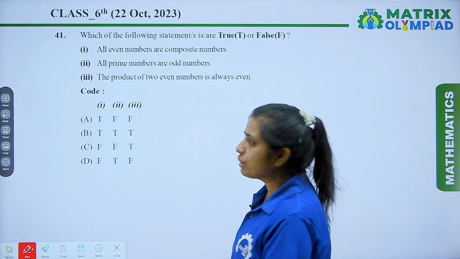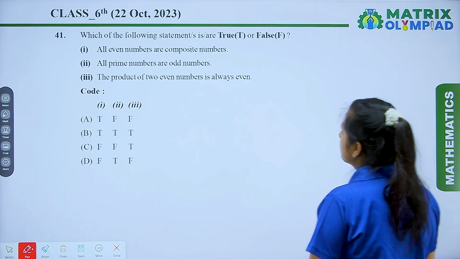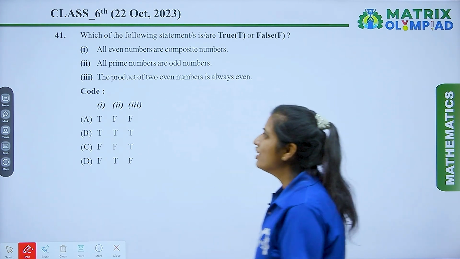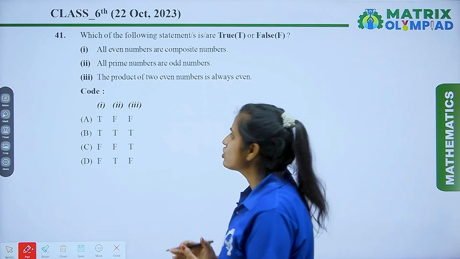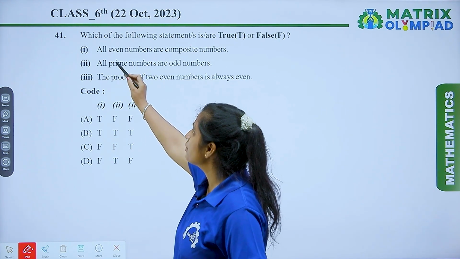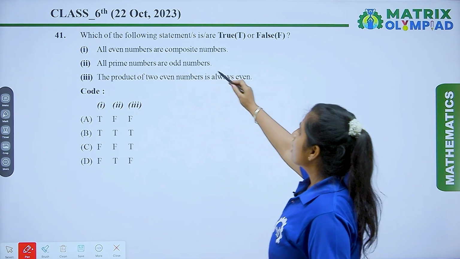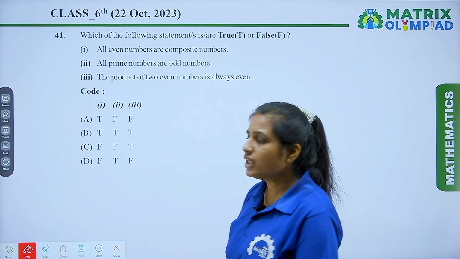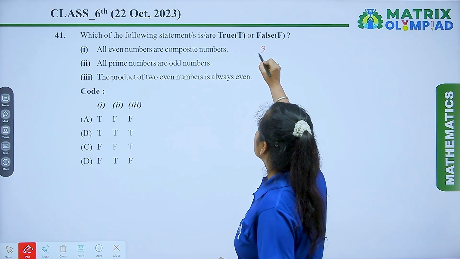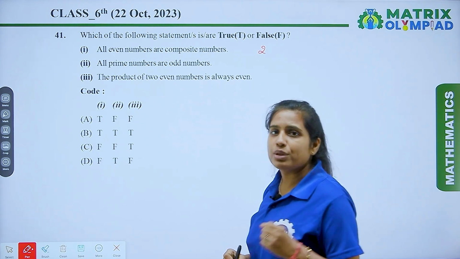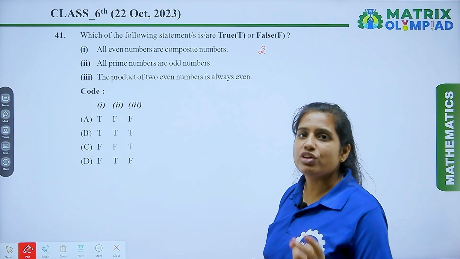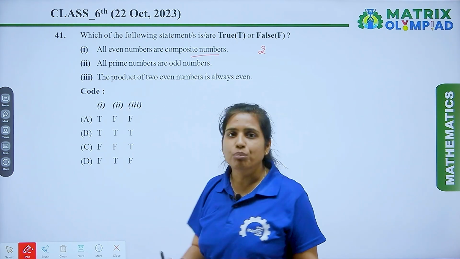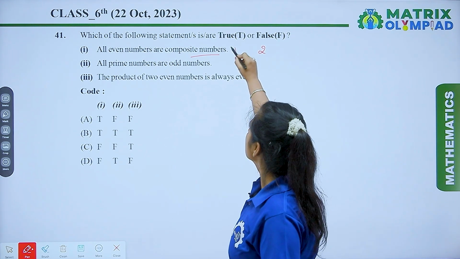Here the next question is question number 41. Which of the following statements are true or false? We have to find out which statement is true and which is false. Let's find out of these three statements which is true and which is false. Now let's have the first statement. All even numbers are composite numbers. Are all even numbers composite numbers? No, because we have 2 as an even number and 2 is a prime number also, which has 2 factors, and a composite number has more than 2 factors. So here this statement is false.